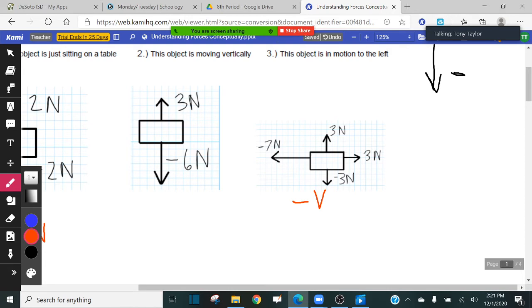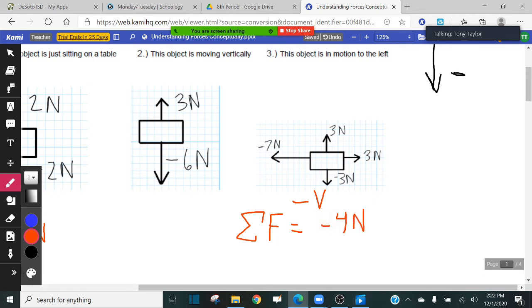Okay. So now let us figure out the sum of the forces. So here I have a positive 3, here I have a negative 3. So those two forces cancel each other out when I add those, because they add up to 0. And then here I have a negative 7 and a positive 3. When I combine those, I get negative 4 newtons.